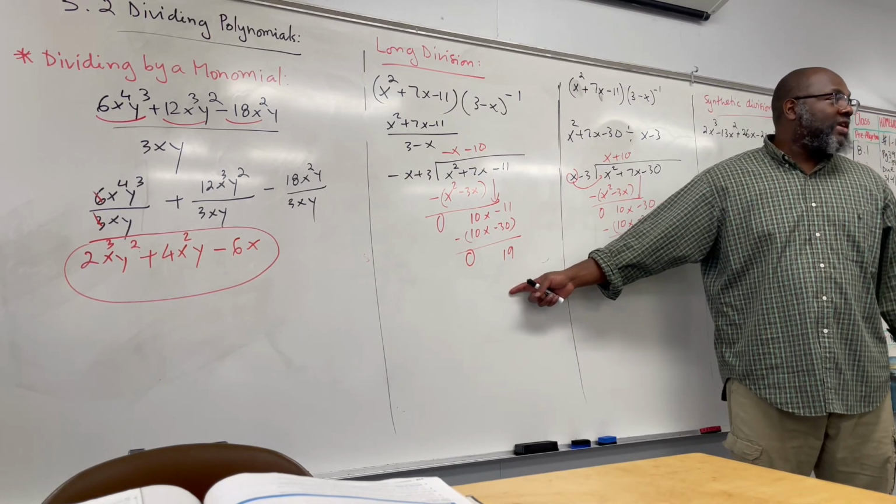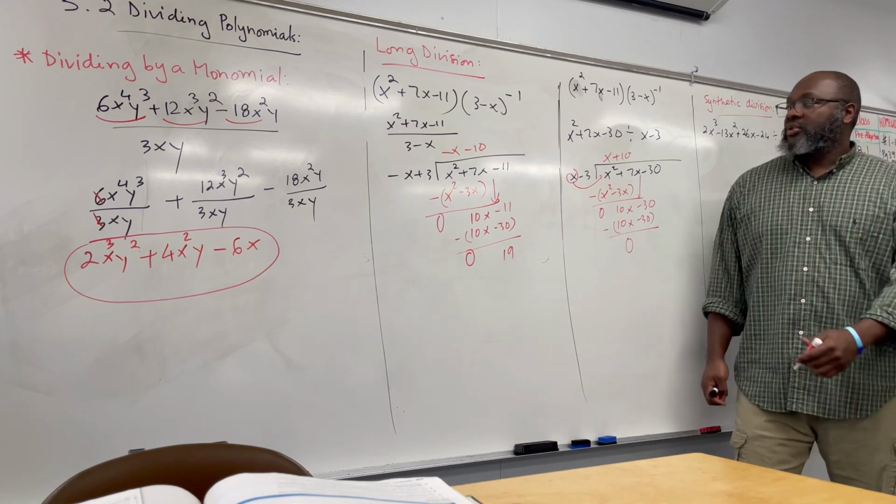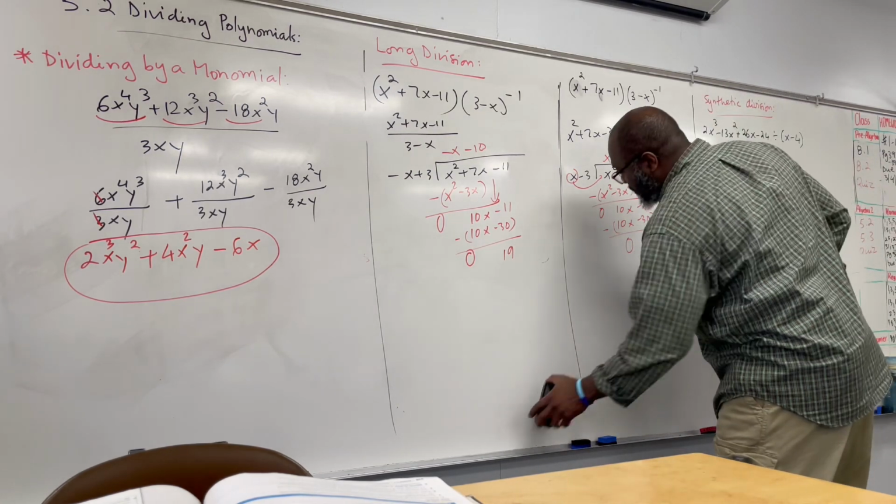When you have a remainder of 19, this is what you do, right? So to write that, guess what we're going to do?